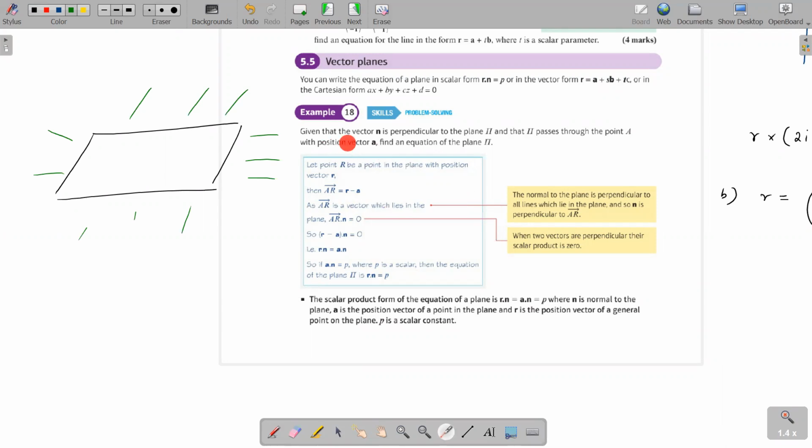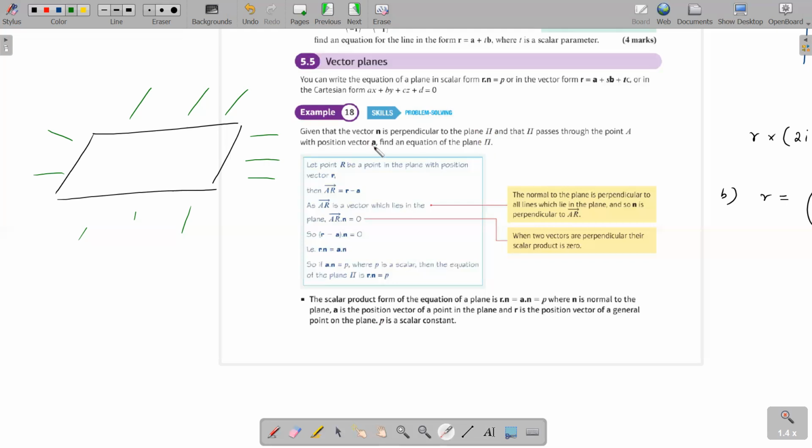Given that the vector n is perpendicular to the plane phi and that phi passes through the point A with position vector A, find an equation of the plane phi. They are just naming the plane using a capital letter, like in a parabola or hyperbola where we use capital letters C, P. Similarly, we use this notation to denote a plane.